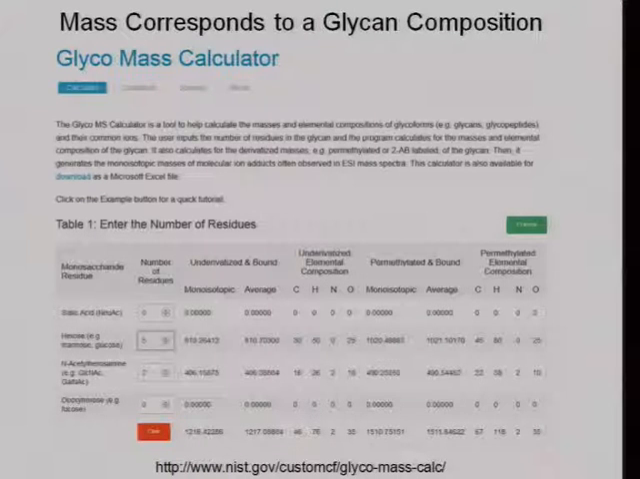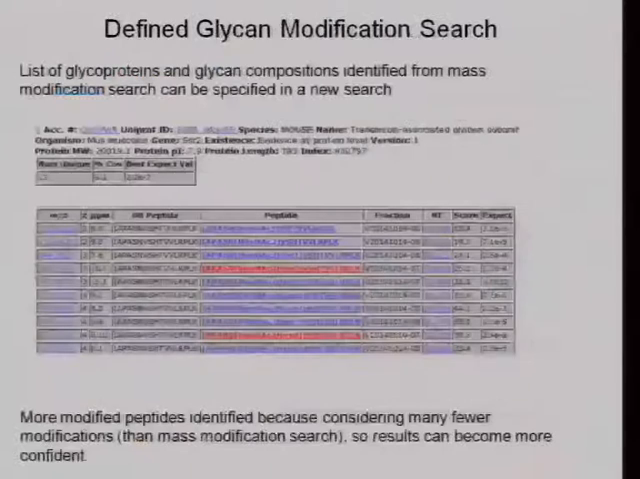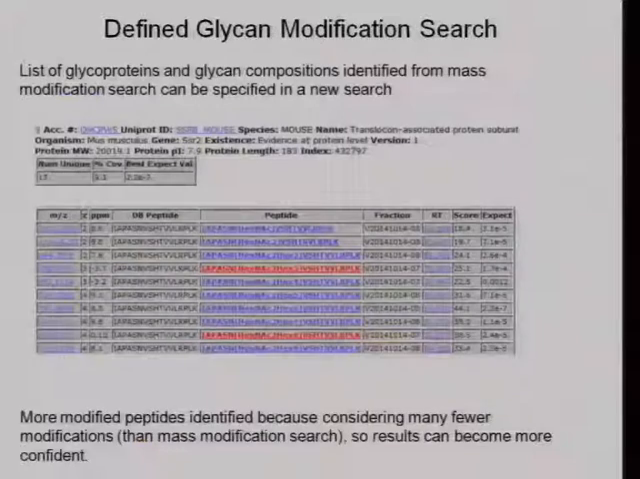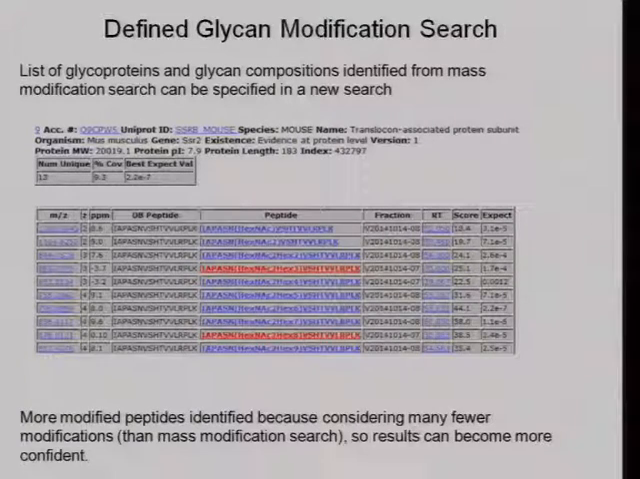So 1216 here corresponds to hexNAC2, hex 5. And so having converted all of those masses into sugar compositions, you can then go back and do another search where you specify what the sugar compositions are. So instead of looking for any mass modification, which is considering a lot of possibilities, you can now say, I only want to consider the sugar structures that I identified in that first search.